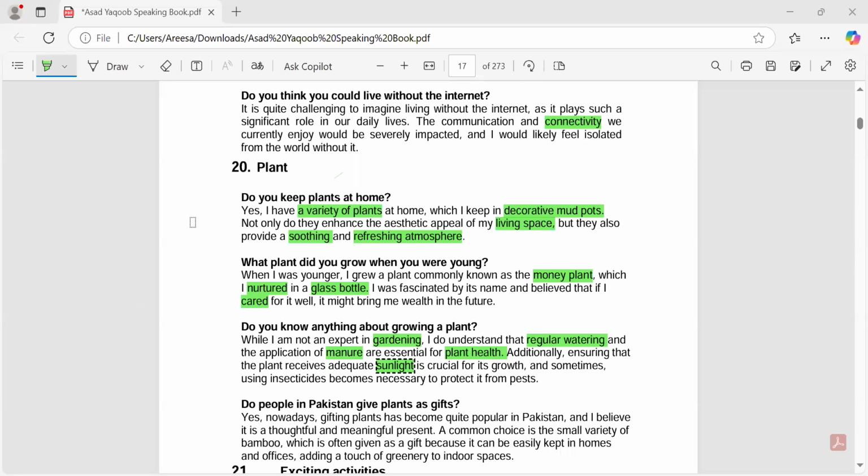Okay. The question is, do you keep plants at home? Yes, I have a variety of plants at home, which I keep in decorative mud pots. Not only do they enhance the aesthetic appeal of my living space, but they also provide a soothing and refreshing atmosphere.